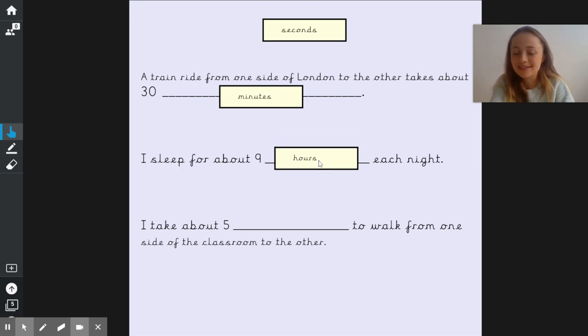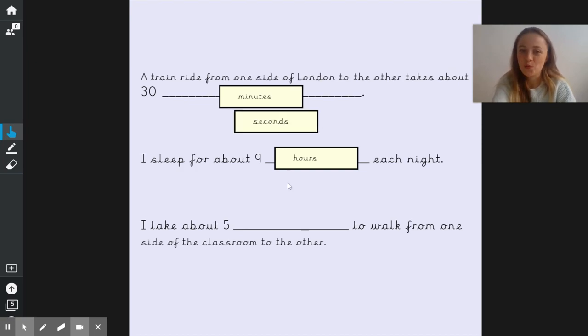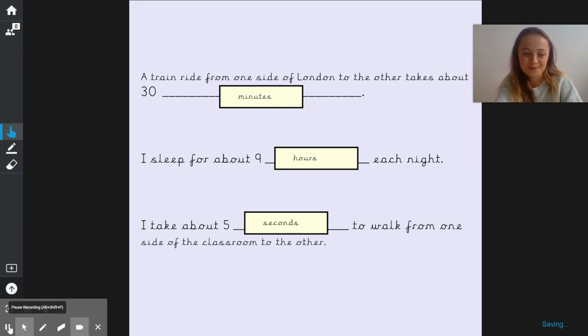So we're left with seconds. Let's check. I take about 5 to walk from one side of the classroom to the other, which must be seconds. I think that would take about 5 seconds. We could check when we're back at school.